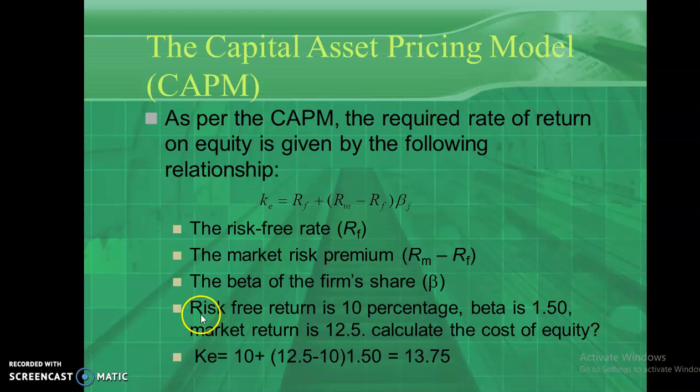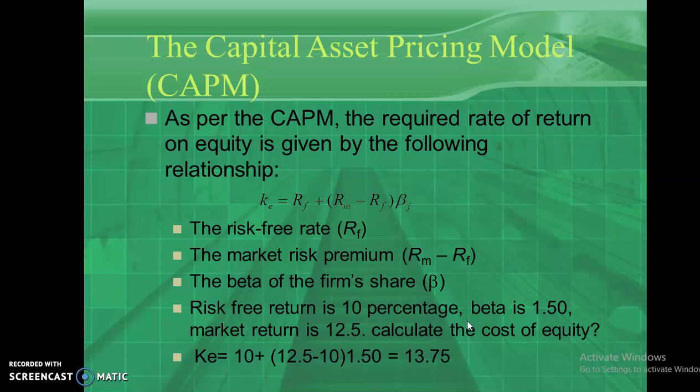Let's look into a simple example for that. Risk-free return is 10%. Beta is 1.50. Market return is 12.5. Calculate the cost of equity. So here the formula is cost of equity equals RF plus (RM minus RF) into beta. RF is 10, the risk-free rate, plus RM is 12.5, that's market return, minus RF 10, into this beta 1.50. So you will get the cost of equity as 13.75. So under this approach, the minimum rate of return expected by the equity shareholders from the firm is 13.75.